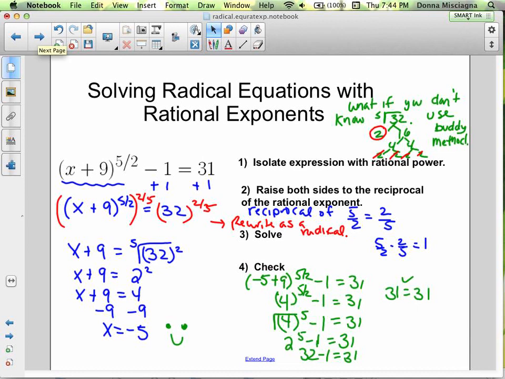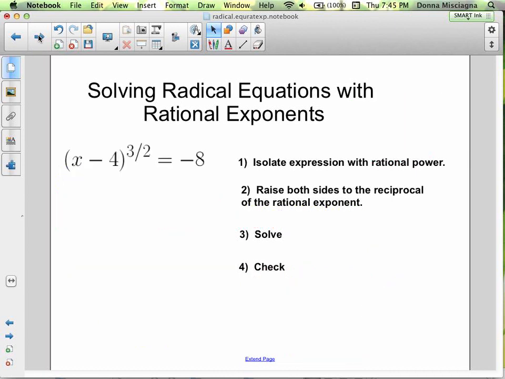And you notice here, the steps are pretty much all the same, right? Isolate the expression with the rational exponent. Raise both sides to the reciprocal power. I mean, sometimes you may have to do something a little extra, like rewrite as a radical, or you have to square something. But overall, same steps for each one of these.